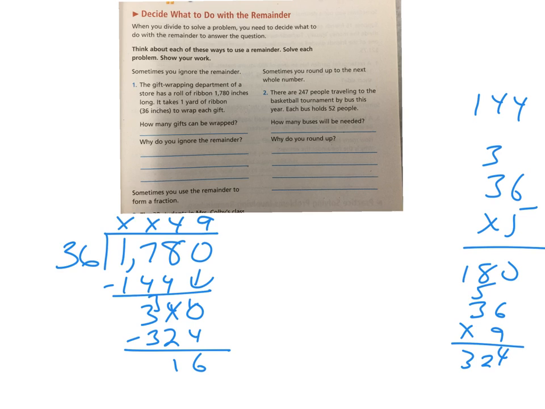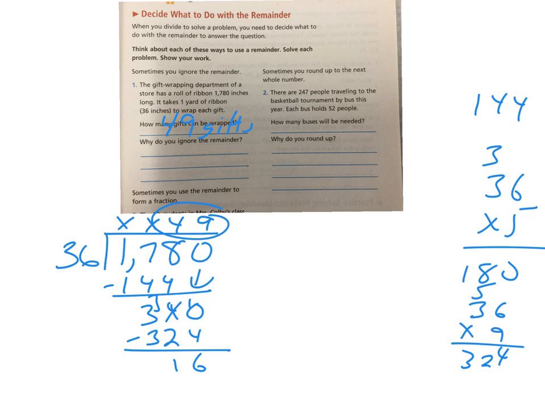Remainder 16. I don't care about the remainder because that's how many inches of ribbon are left. What I care about is the answer only, the 49, how many gifts can be wrapped? I can wrap 49 gifts because I got 49 sections of ribbon 36 inches long. I ignore the remainder because that's just how much is left. It doesn't help me. It's not enough to wrap another gift, so that's why I ignore the remainder on number 1.